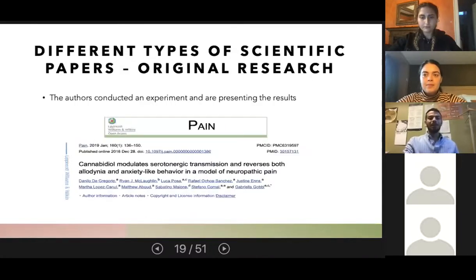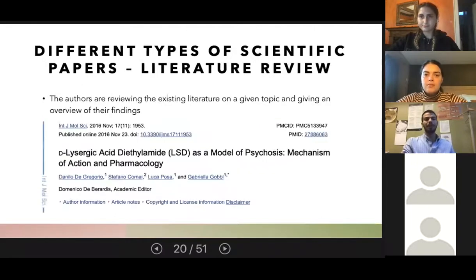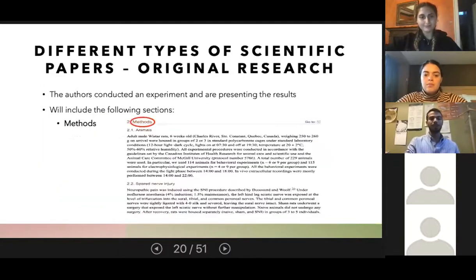Now I'd like to talk a little bit about the different types of scientific papers. So in general, there are two main types of papers: original research articles and literature reviews. Original research articles are most often the ones that your professors will assign you. The authors of these papers conducted an experiment and are presenting the results and its implications. A literature review, on the other hand, does not present any new results to the scientific community. The authors of a review are simply gathering and condensing the existing literature of a topic and are presenting an overview of what they find and where they think this field is heading. So I've just included a screenshot of one.